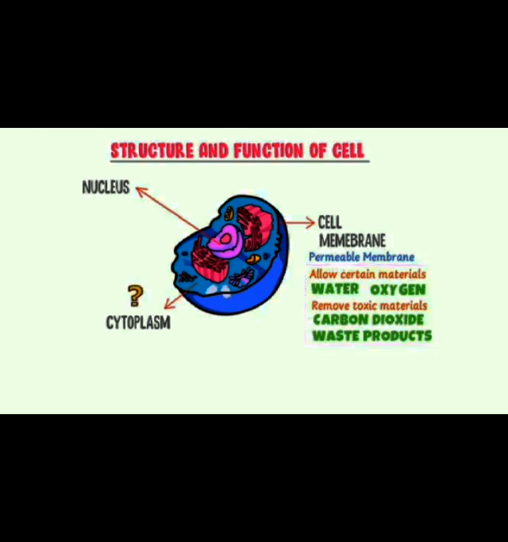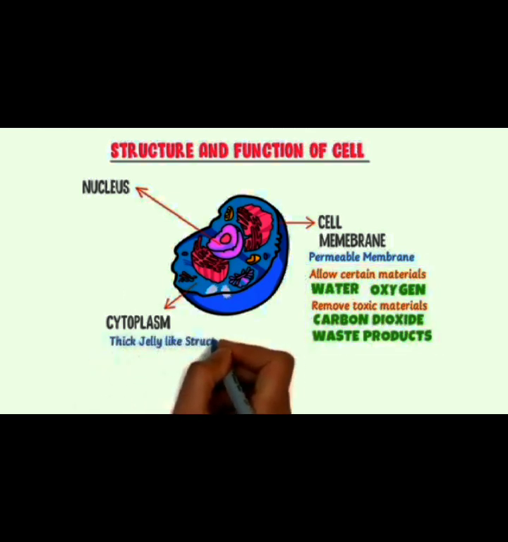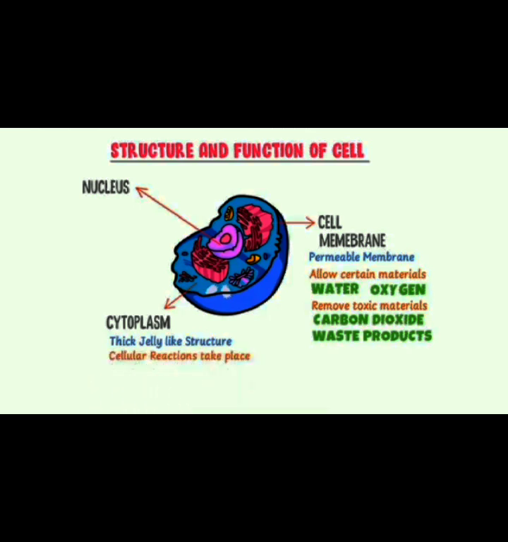Now, what is cytoplasm? Cytoplasm is the thick jelly-like structure and it provides shape to the cell. It means that different shapes of the cell are due to the different shapes of the cytoplasm. All the cellular functions or cellular reactions take place here in the cytoplasm. For example, protein formation occurs in the cytoplasm, respiration occurs in the cytoplasm, and mitosis or meiosis occur in the cytoplasm.